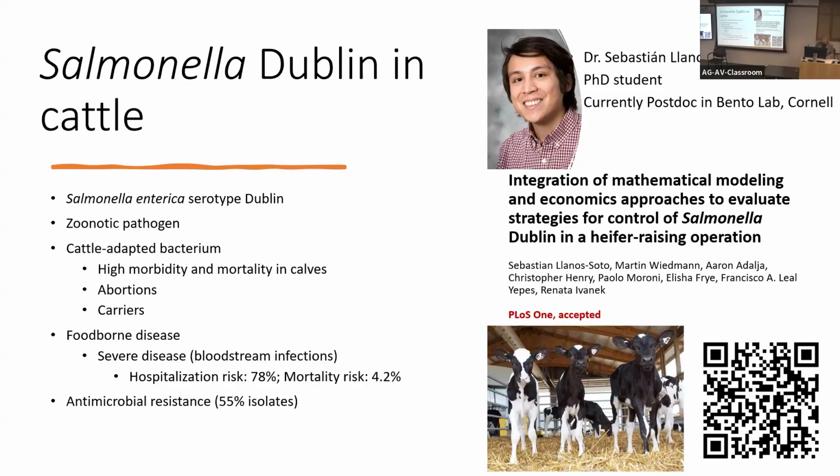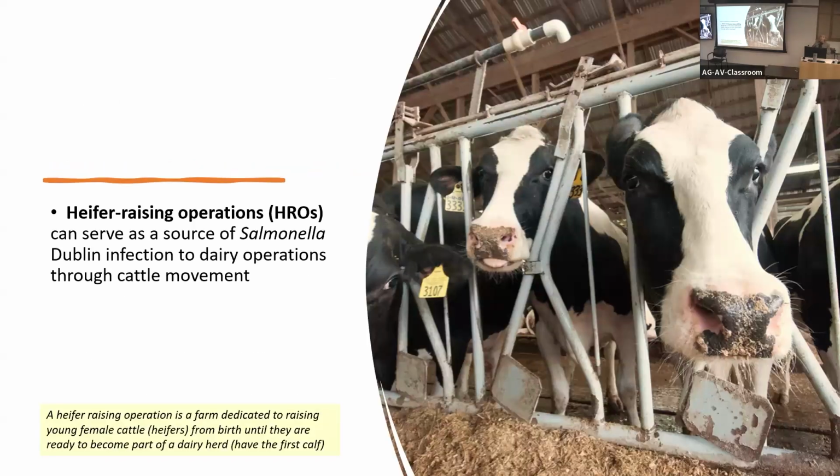So the study was led by my PhD student at the time, Sebastian Llanos Soto. He's currently a postdoc in a lab here at Cornell, and the study was just recently accepted in PLOS One. So in a nutshell, we focused on Salmonella dublin in something that we call a heifer raising operation. So it's about heifers. So these are young female cows or cattle.